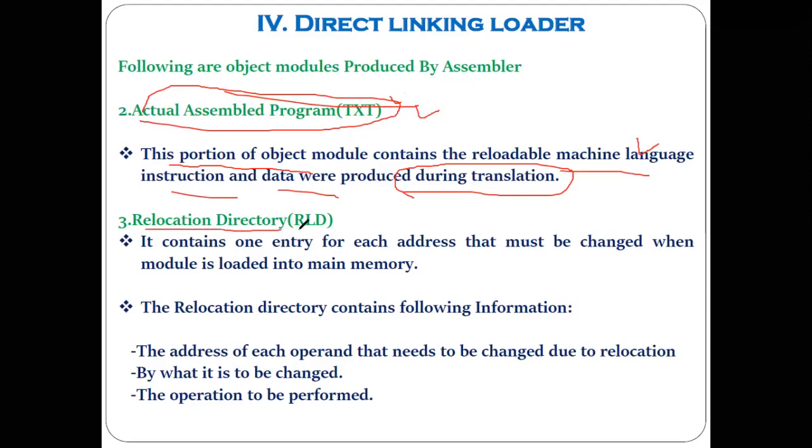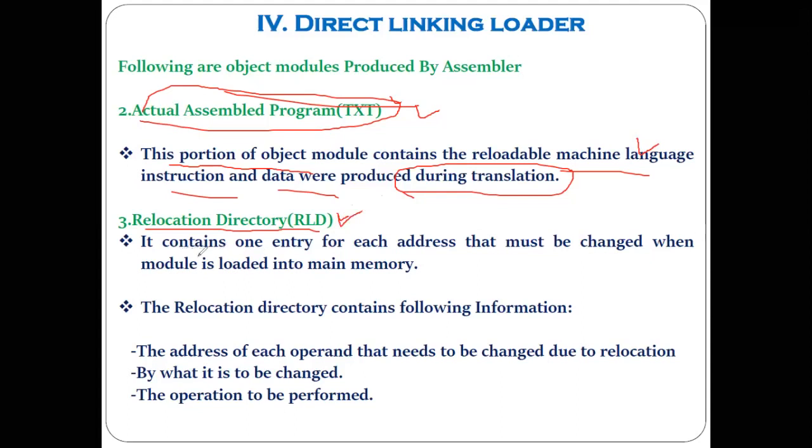The third kind of object module that is produced by the assembler is the relocation directory. Now, in one of the functionalities of the loader, we have seen the loader needs to perform the relocation also. And in order to perform the relocation, the loader also needs some information from the assembler. That information is provided by the assembler in the form of this object module, the relocation directory.